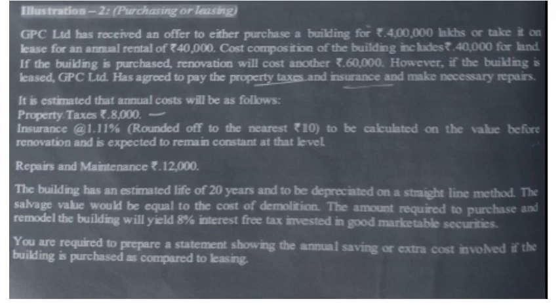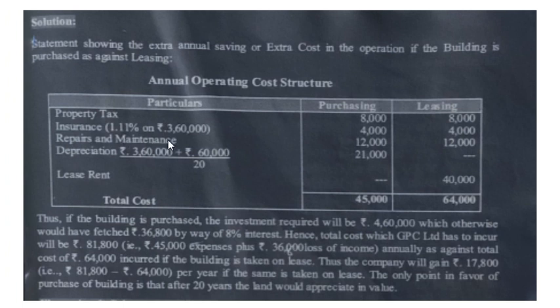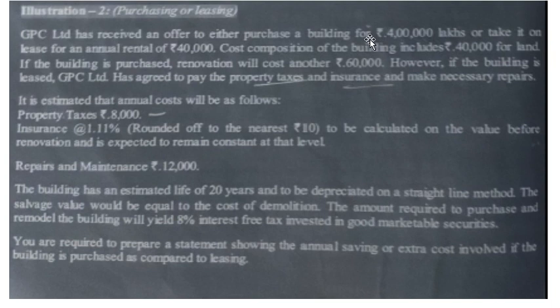This is clearly stated to be calculated before renovation. The renovation expense given in the question is, if the building is purchased, renovation will cost another 60,000. As the insurance is 1.1% before renovation, what is the cost of the building? It should be checked. The cost of the building is rupees 4 lakh, where this 4 lakh includes the cost of land, which is 40,000. As clearly mentioned, the cost of the building, 4 lakh, includes 40,000 for land.